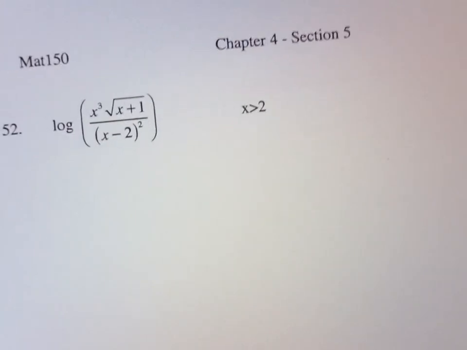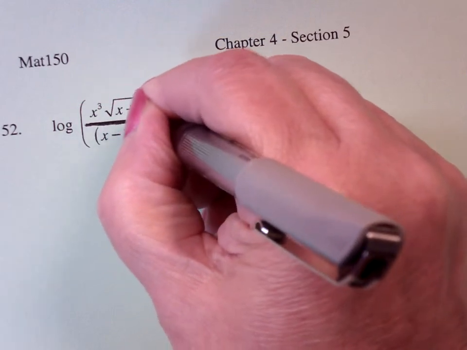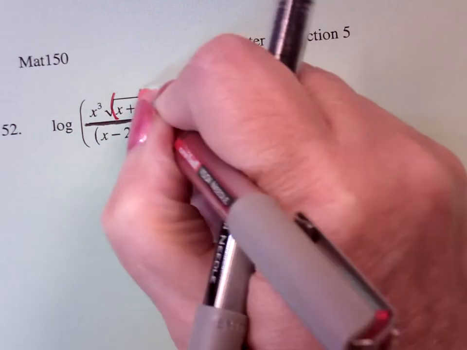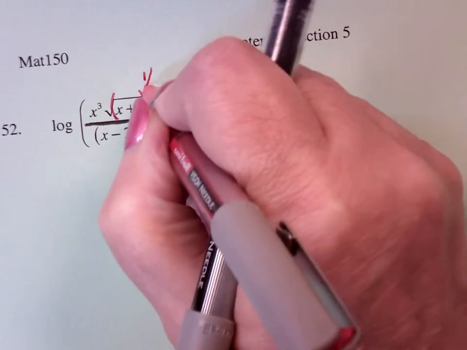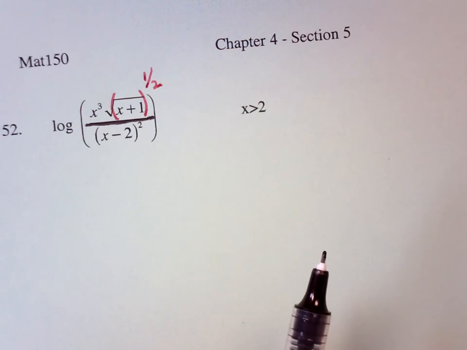Okay, so here we go. What's in control is this division bar. And then I'm going to rewrite this radical. That's a square root, so this is to the 1/2. And make sure everybody is in exponential form.